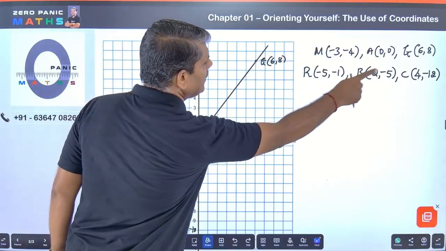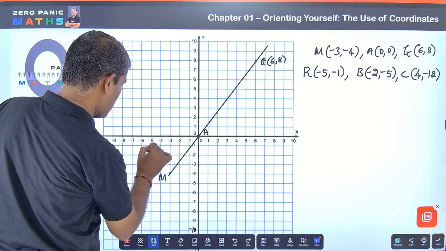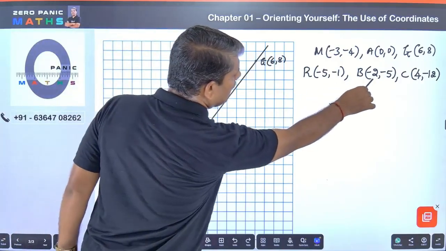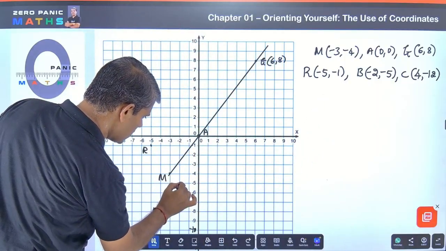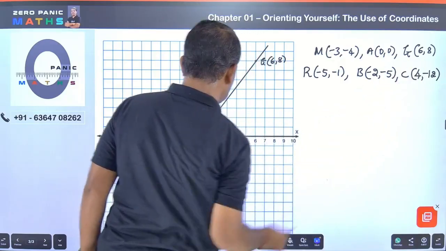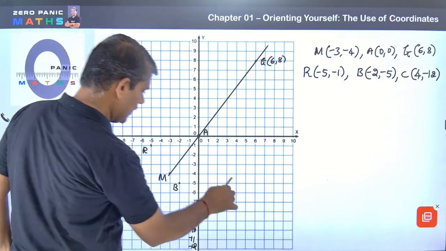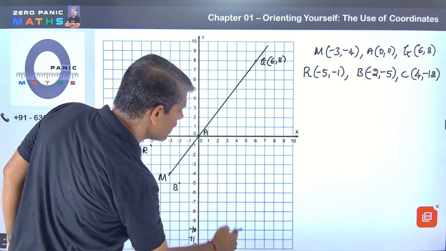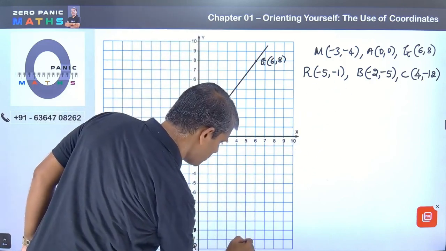Now R, B, C, let us identify those. Minus 5 minus 1: this point is R. Now minus 2 and minus 5: this point is B. And finally 4, 12: 4 is on the x-axis, and then 12. So this is that point, the point C.